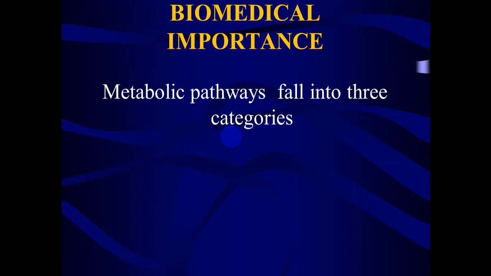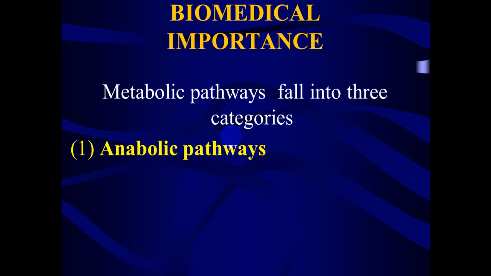Metabolic pathways fall into three categories, three types. Number one, anabolic pathways are those involved in the synthesis of compounds. Protein synthesis from amino acids is such a pathway, as is the synthesis of fuel stores of triacylglycerol and glycogen. Anabolic pathways are synthetic.